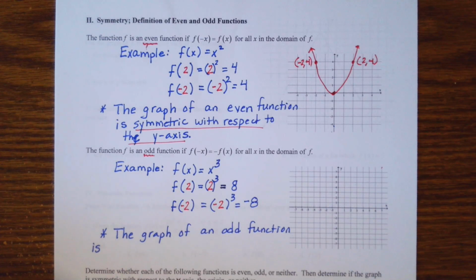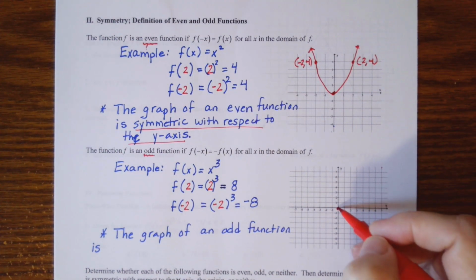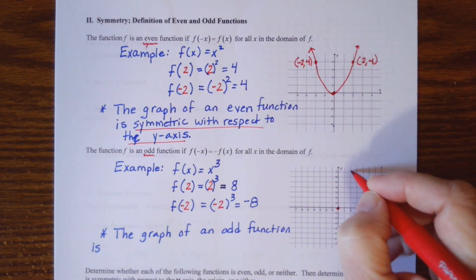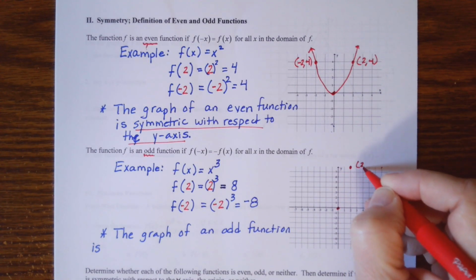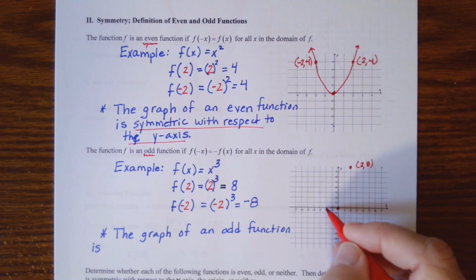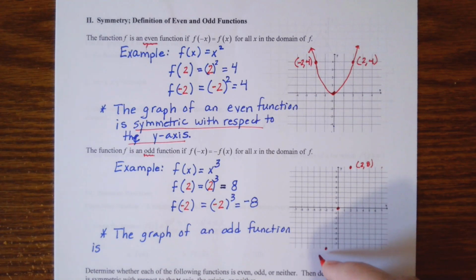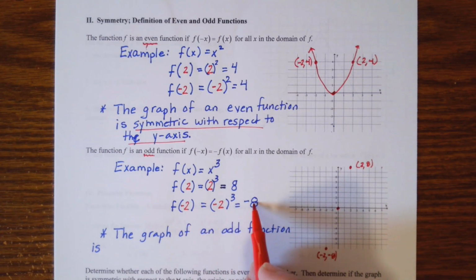So if I was to graph this, I could put this in my calculator. I'd be at 0, 0. I can go 2 to 8, which would be right here. This would be my 2, 8. And then down here would be my negative 8. So this would be my negative 2, negative 8, because this is my x value. This is my y value. I input something, and that's my output.